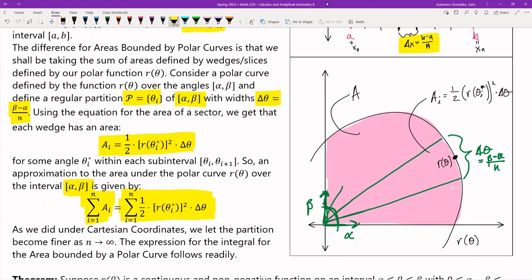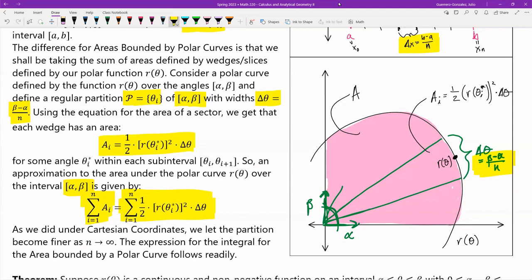And just like we did before, this was all based off of this b minus a divided by n. Back when we were doing it in the xy coordinates, what we did was make all of those widths infinitely smaller, which got us a better approximation to the area under our curve. By doing so, we ended up taking a limit. So there it is. That is the construction.